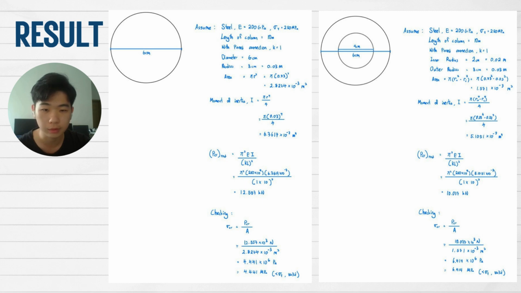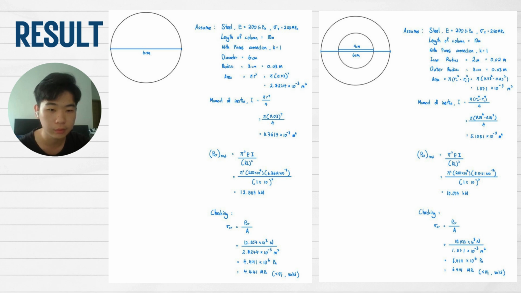And the critical load calculated is 12.557 kilonewton. And for checking, we also have to find out the bending stress, which is the critical load over the area. So we can get 4.441 megapascal. And also for the hollow rod, we calculate the moment of inertia and the critical load.